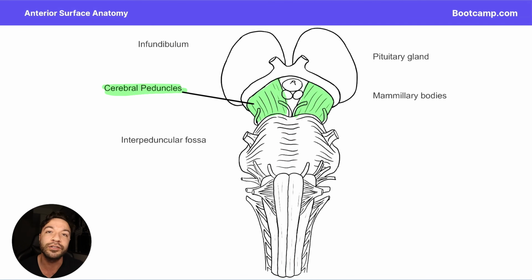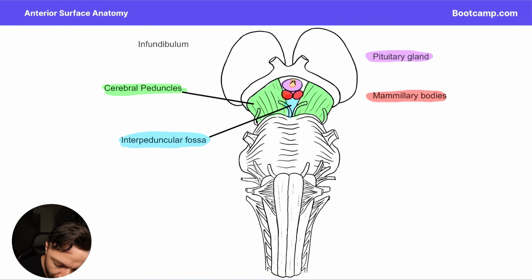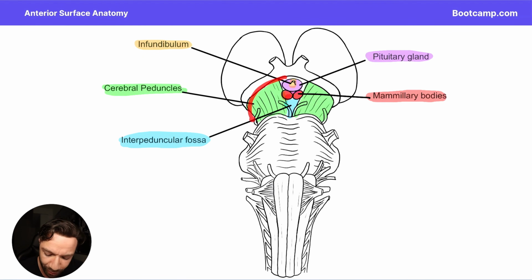Now, between our cerebral peduncles, we have this space in here, and this is going to be our interpeduncular fossa. And within that interpeduncular fossa, that's where we're going to find our infundibulum, pituitary gland, and our mammillary bodies. So our mammillary bodies are going to be these two structures right in here, and these are going to be involved in memory. Our pituitary is this structure right here, and that infundibulum or pituitary stalk, well, that is going to be attaching the pituitary gland to the hypothalamus, and this acts as the bridge connecting the two structures. So these are all the structures found in the midbrain between the diencephalon and the pons.